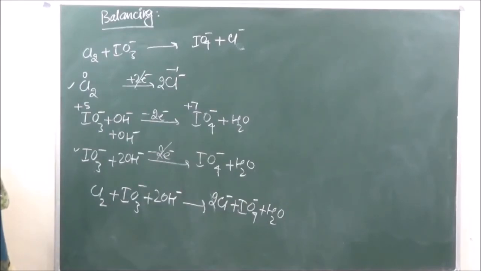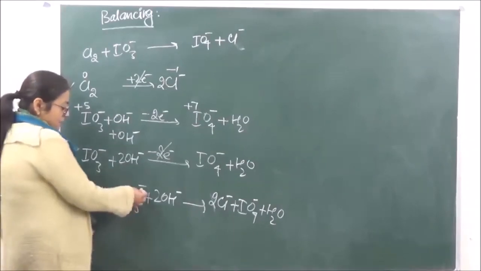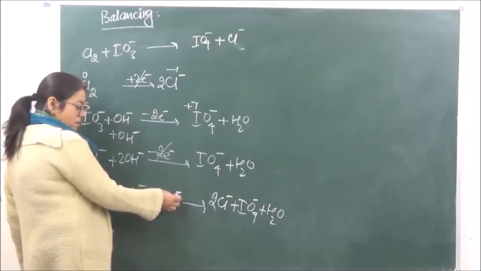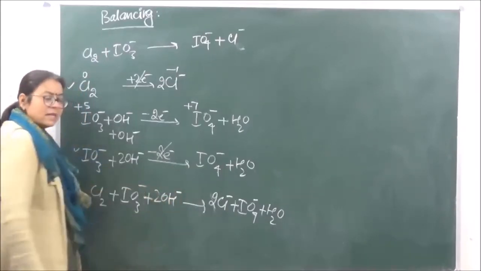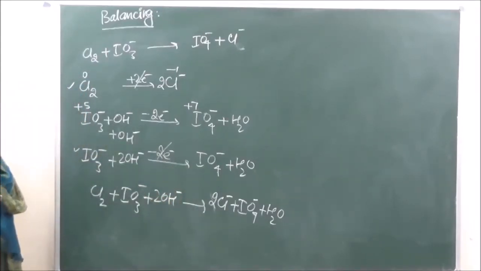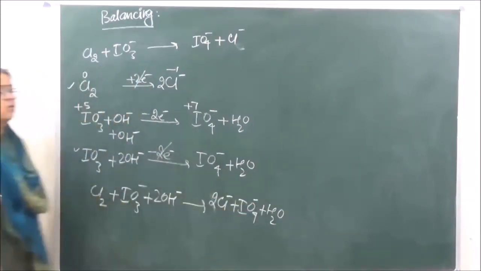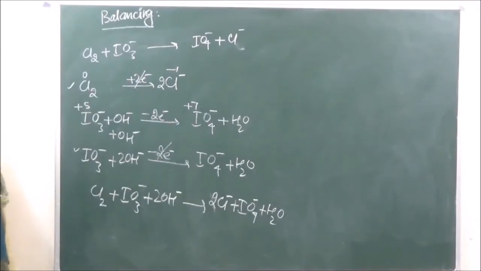Is it clear? So over here let's see the charges. Charges, what do we have over here? We have 1 negative and we have 2 negative. So 2 negative and 1 negative is going to be equal to 3 negative, and on this side you have 2 negative and 1 negative, which is equal to 3 negative. Okay? Is it clear?